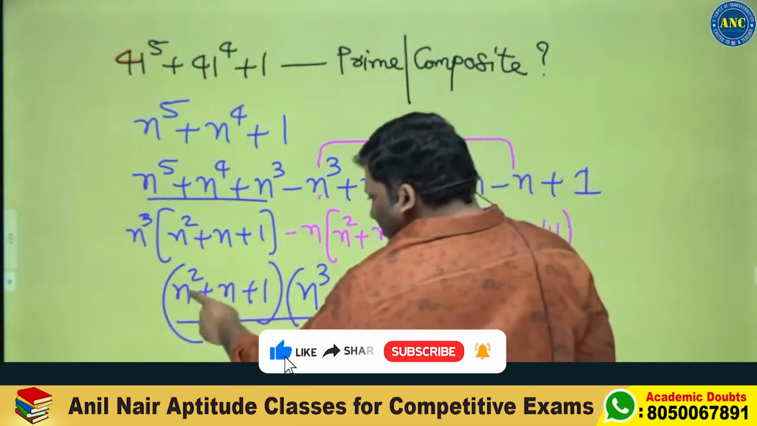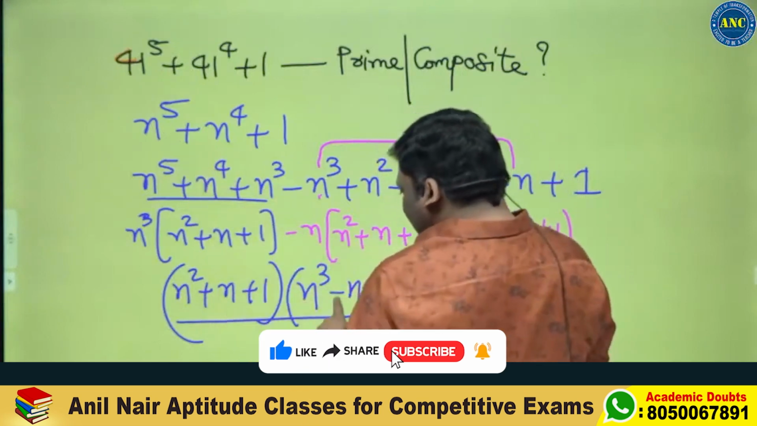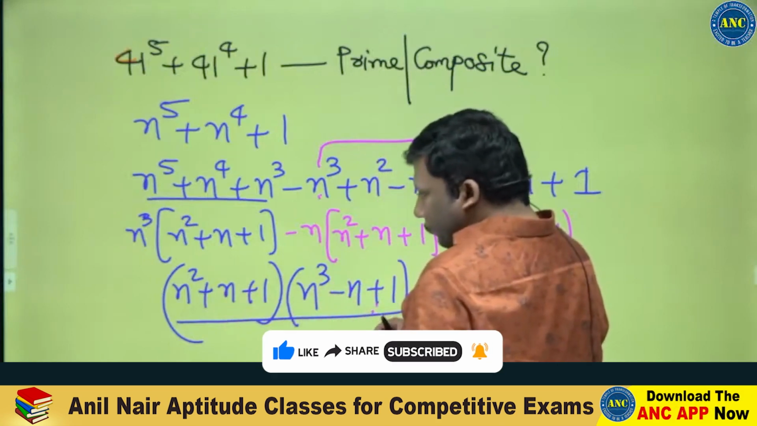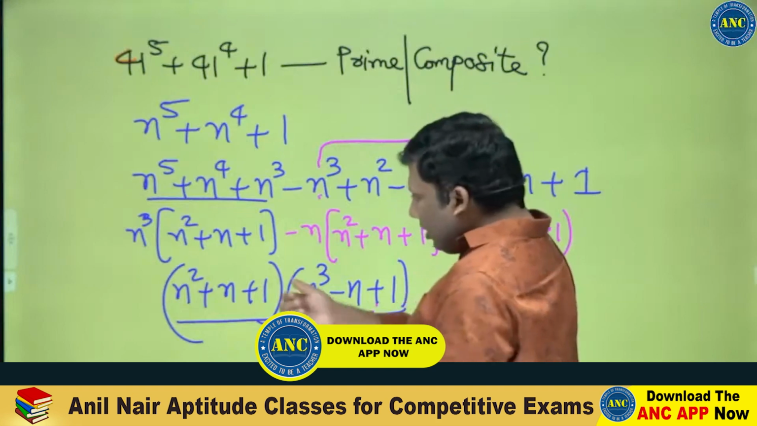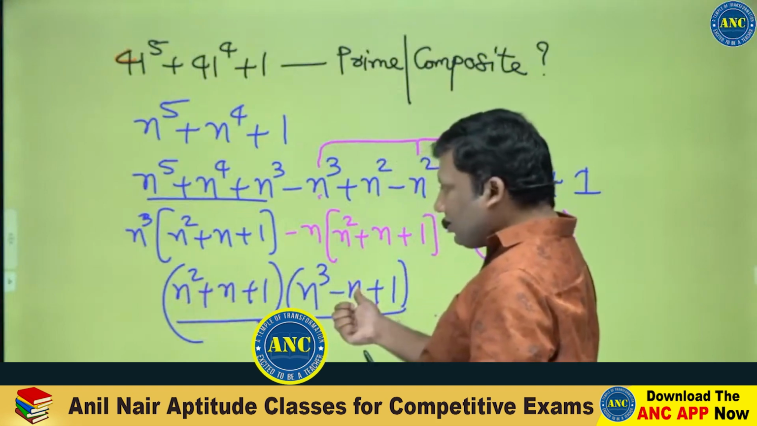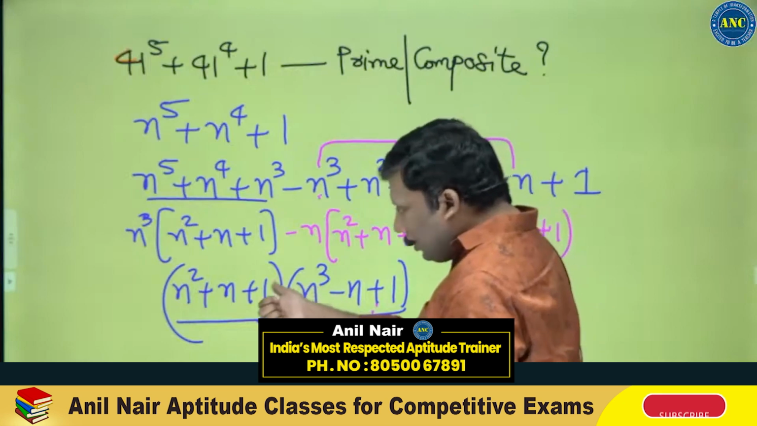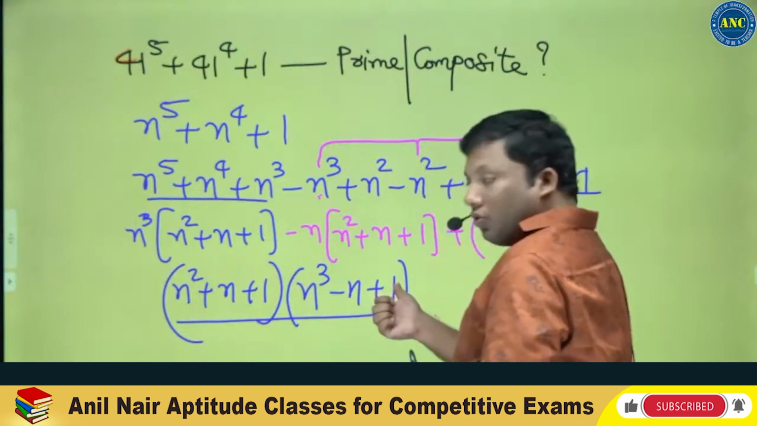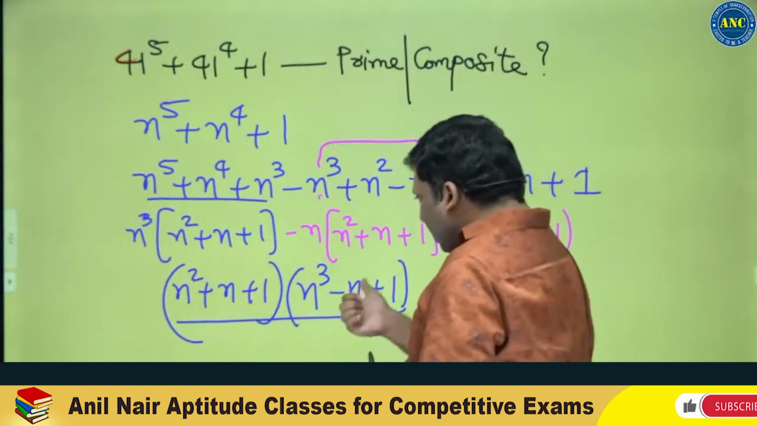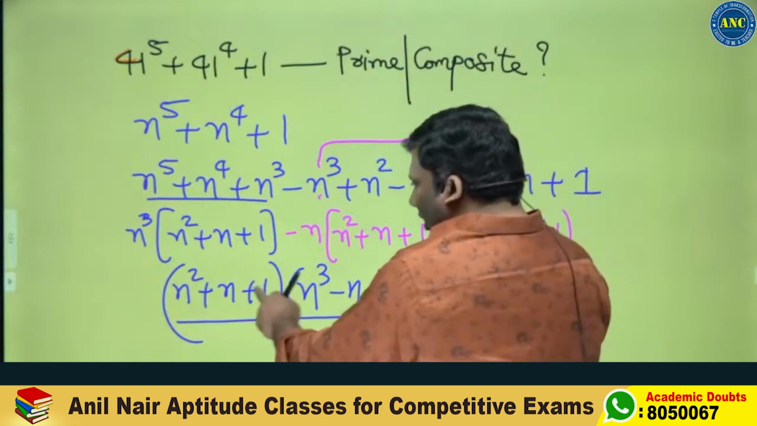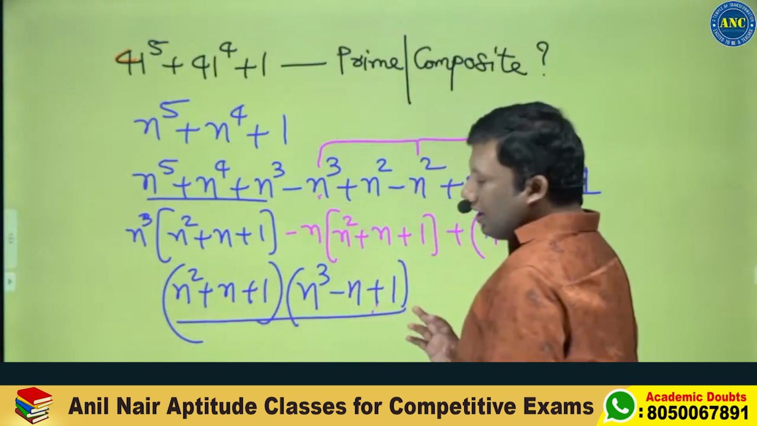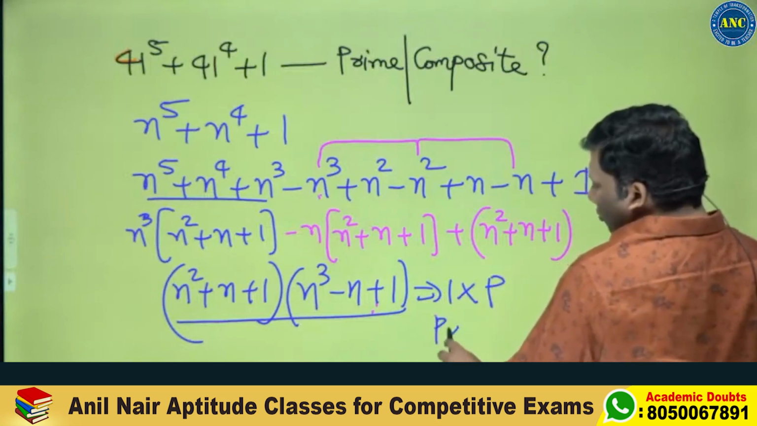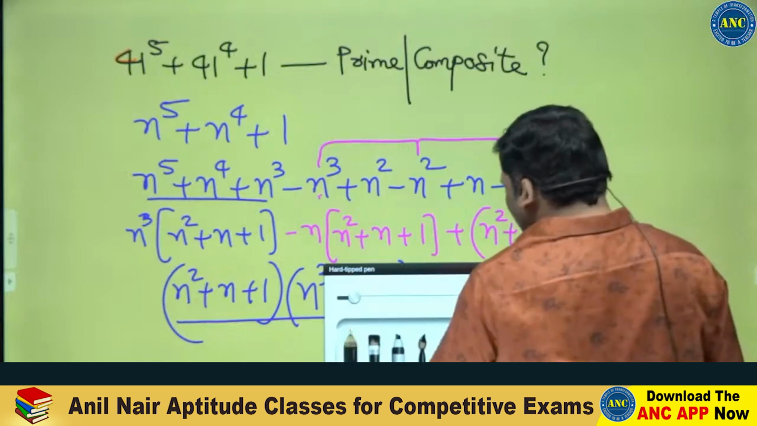If you observe, n square into n cube is n power 5, minus n cube into n, which is n power 4. Here it is n square into minus n cube plus n cube, that also got cancelled. These n square into 1 plus n square minus n square, that also got cancelled. 1 into n plus n minus n is cancelled. This should be either 1 into p or p into 1.